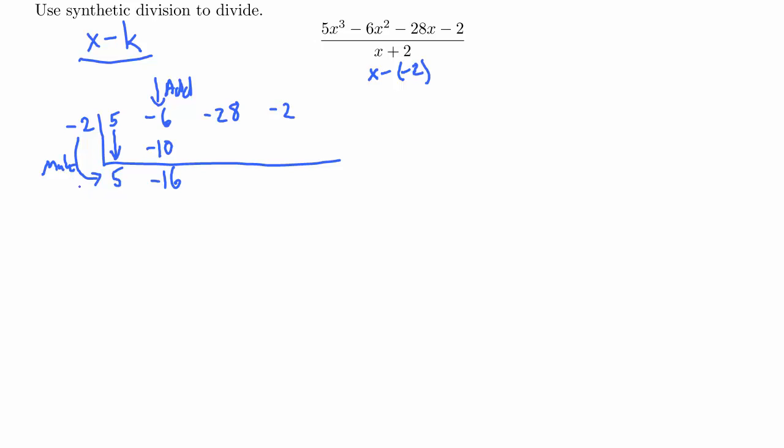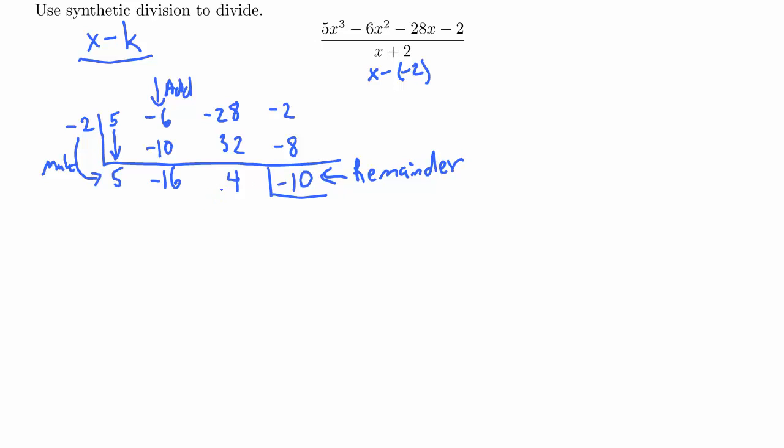And then you multiply again. So negative 2 times negative 16 is positive 32. And again you add: negative 28 plus 32 is 4. And negative 2 times 4 is negative 8. And you add again, that gives you negative 10. And I like to put my last number in kind of a box by itself. This right here is the remainder.